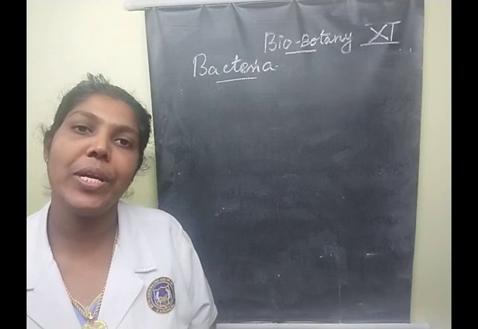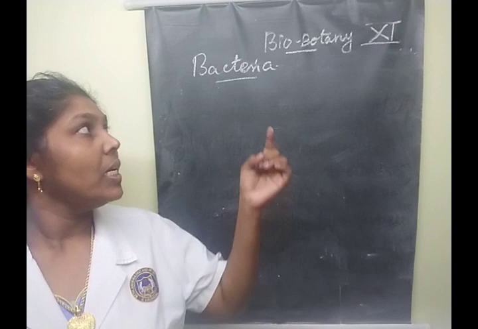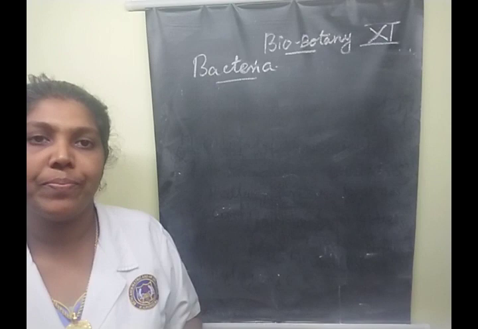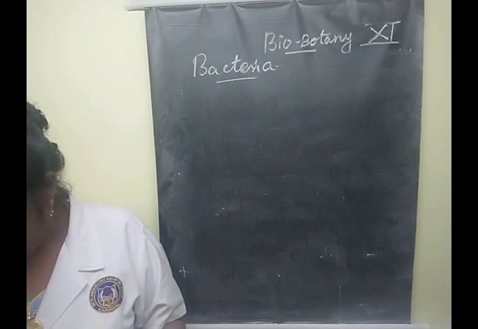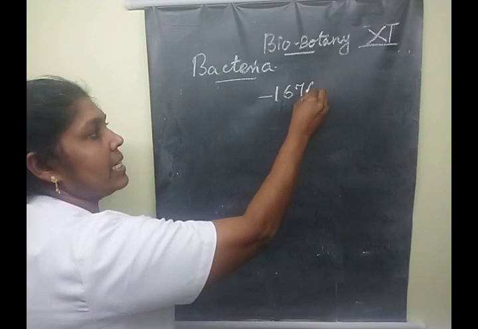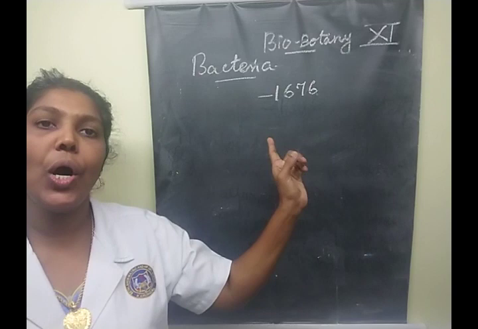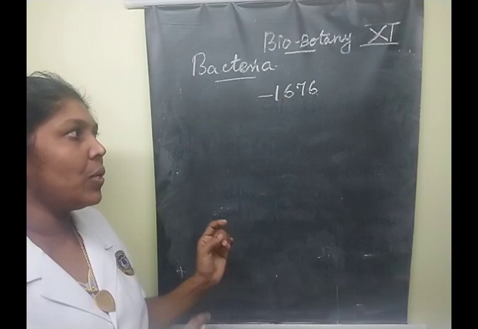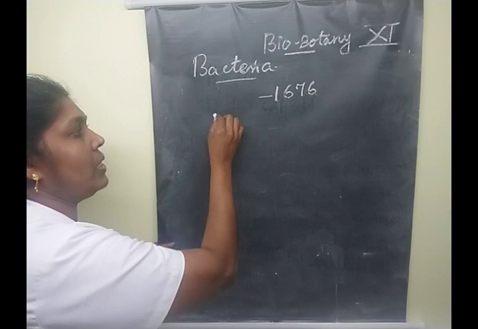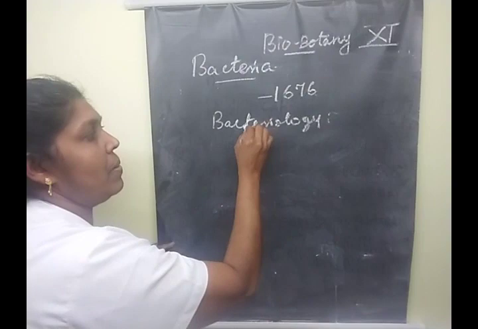The first discoverer of bacteria is Anton von Leeuwenhoek. In the year 1676 he discovered the bacterium. Anton von Leeuwenhoek first called the bacteria animalcules. What is meant by bacteriology? The study of bacteria is known as bacteriology.